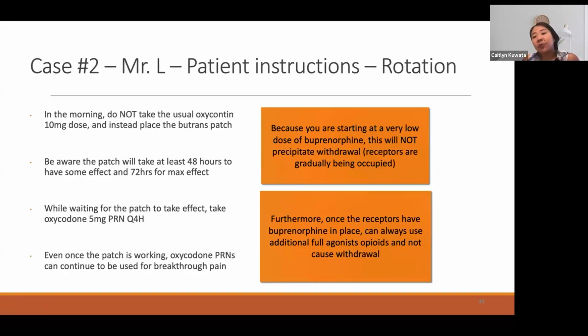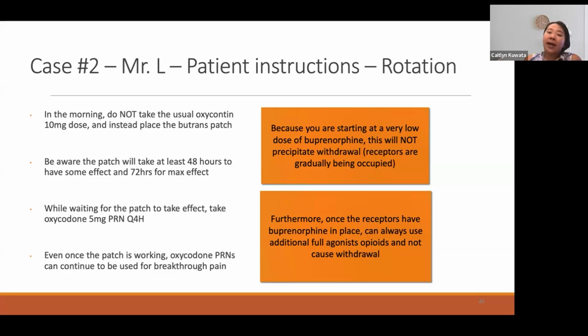And how would you counsel him to use the patch if he's already on an opioid? So one of the simplest ways is say in the morning that you were normally going to take your OxyContin long acting, 10 milligrams, don't take it. And instead put on the patch. And, again, counsel, it can take some time to take effect, so not rip it off just because there's nothing felt right away. It does take some time.